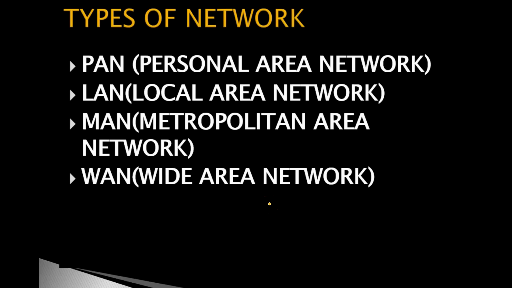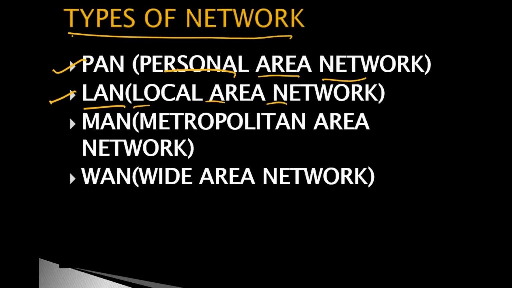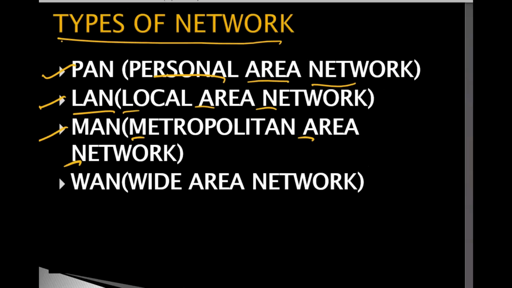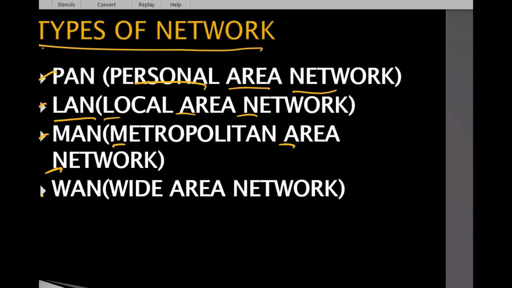Let us now talk about the types of network. There are several types of network available and each serves different purposes. The first type is PAN, which stands for Personal Area Network, and the next one is LAN, which stands for Local Area Network, MAN, which stands for Metropolitan Area Network, and WAN, which stands for Wide Area Network. Understand?